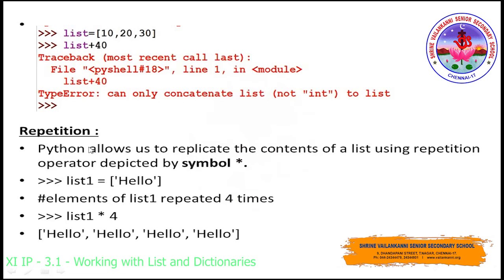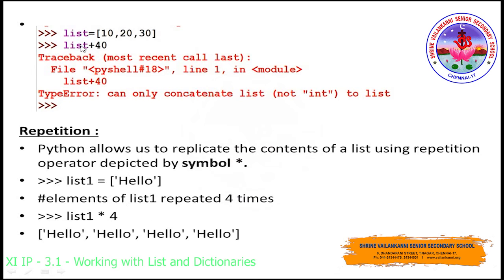Now repetition. If you look at repetition, here you will make use of the asterisk symbol, which is much similar to how you have used it in the string even. Yes, so it helps you to repeat the contents as many times as you want. For example, list1 equal to hello, they have declared as a list. Hello is a string data type which has been created as a list and assigned to the list1 variable. And here list1 into 4, if you are going to give, what will happen, this hello will be printed 4 times. Yes, that is why we call this repetition. So for this repetition, you will make use of the asterisk symbol.